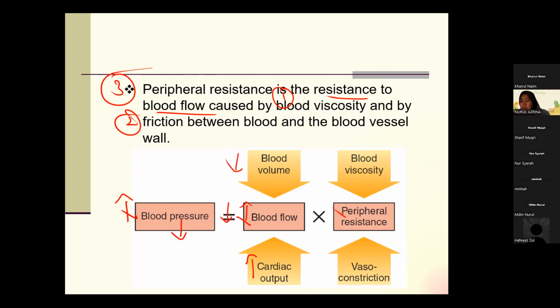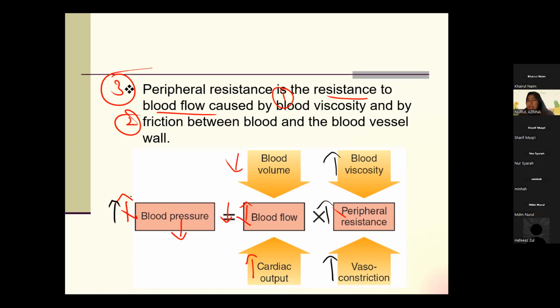Right. So next, what happened to peripheral resistance? Increase in blood viscosity, or increase in vasoconstriction. What does it mean by vasoconstriction? Vasoconstriction maksudnya kita punya salur darah mengecil. So increase in vasoconstriction will increase peripheral resistance, akan meninggikan halangan, meningkatkan rintangan. So kalau rintangan bertambah, biasanya blood pressure akan bertambah. Sebab dia macam benda nak lalu tak boleh, so dia akan macam push macam tu.